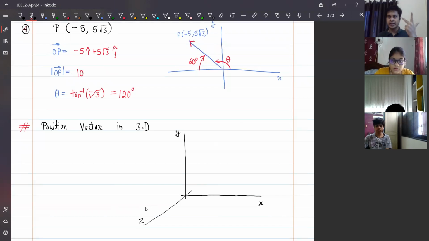Try to visualize a 3D diagram. The z coordinate will be perpendicular to the x and y coordinates. So focus on what I'm doing here so that I'll give you time to write. Here my point will be in 3 dimensions. Point P is here, and let us say its coordinates are x, y, z. So my OP is not in any plane, it is standing in space.